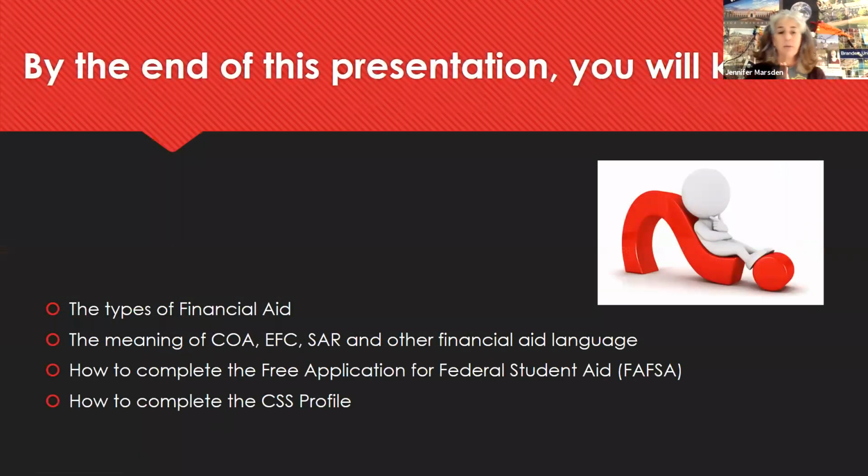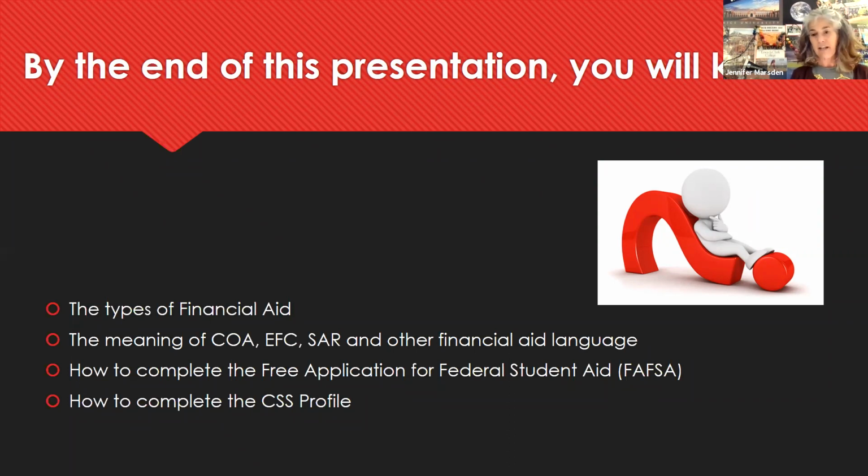Okay, so my goal by the end of this presentation is that you will all know the types of financial aid, the meanings of all these acronyms that get thrown around when people are talking about financial aid: COA, EFC, SAR. You'll also know how to complete the FAFSA, the Free Application for Federal Student Aid, and a little bit about the CSS Profile, a financial application that some private schools require in addition to the FAFSA.